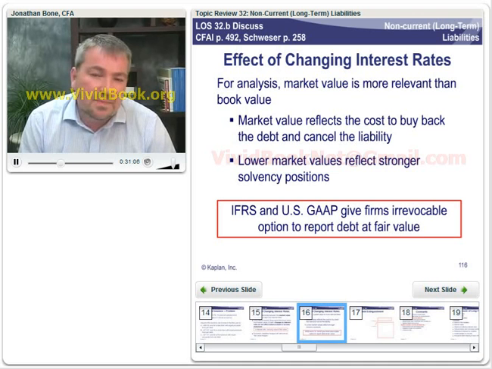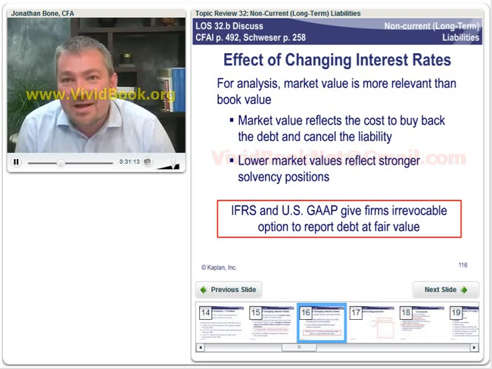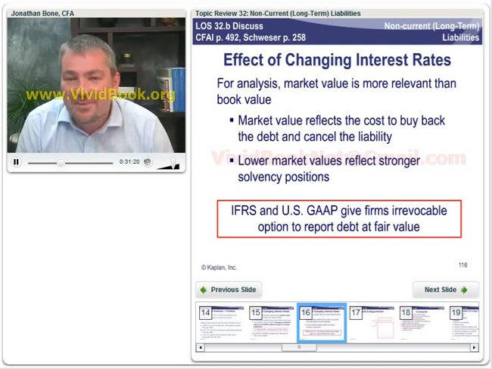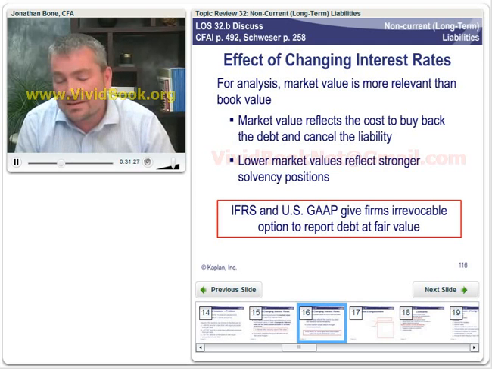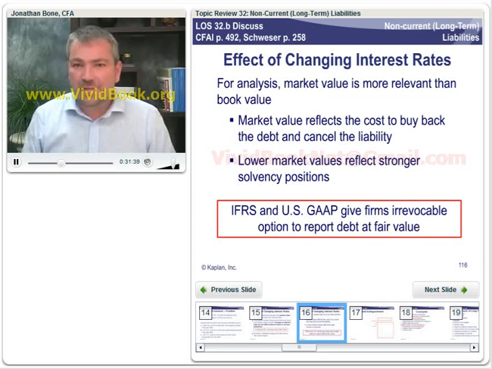Now notice both US GAAP and IFRS do give firms an irrevocable option to report debt at fair value. That's the word, irrevocable. In other words, you can choose, rather than using the effective interest rate solution and using proceeds plus amortized discount or minus amortized premium, instead you can elect to record at fair value. Once you choose to do that, of course, you can't change. You can't chop and change between the two. You would have to use fair value going forward.